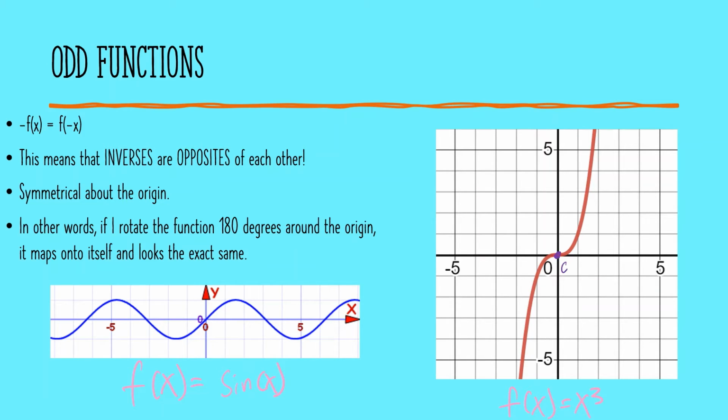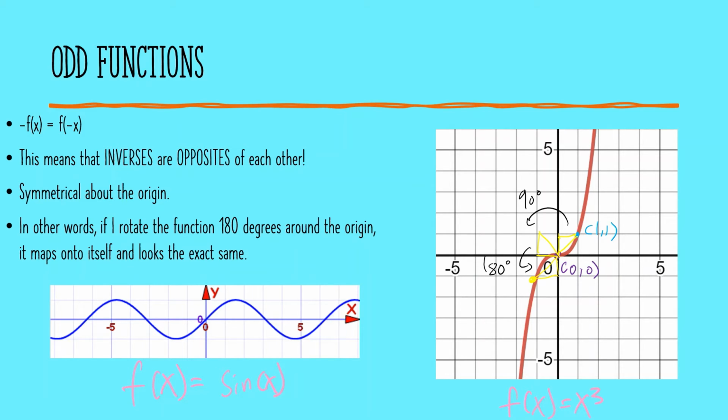Our origin is at 0, 0, and we're going to pick a point. I'm going to pick 1, 1. We will draw a triangle, and that is rotating 90 degrees. And we rotate it one more time, and that is 180 degrees.